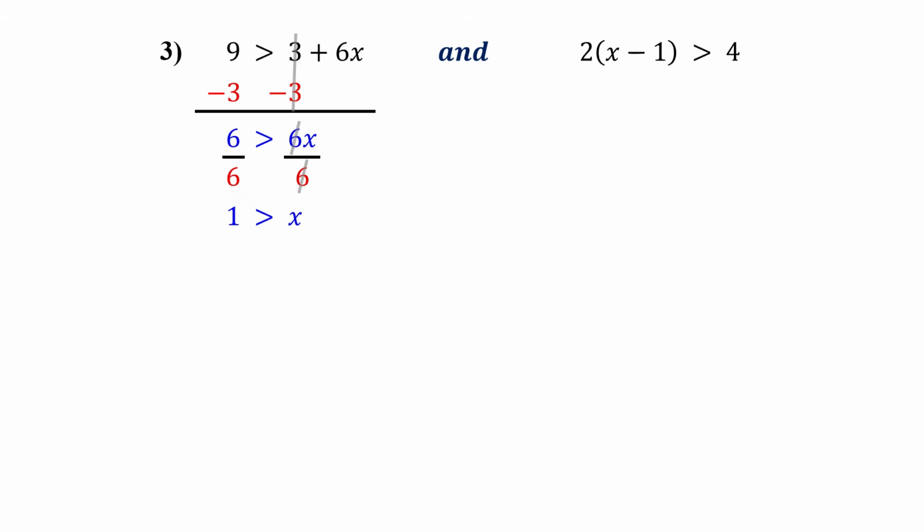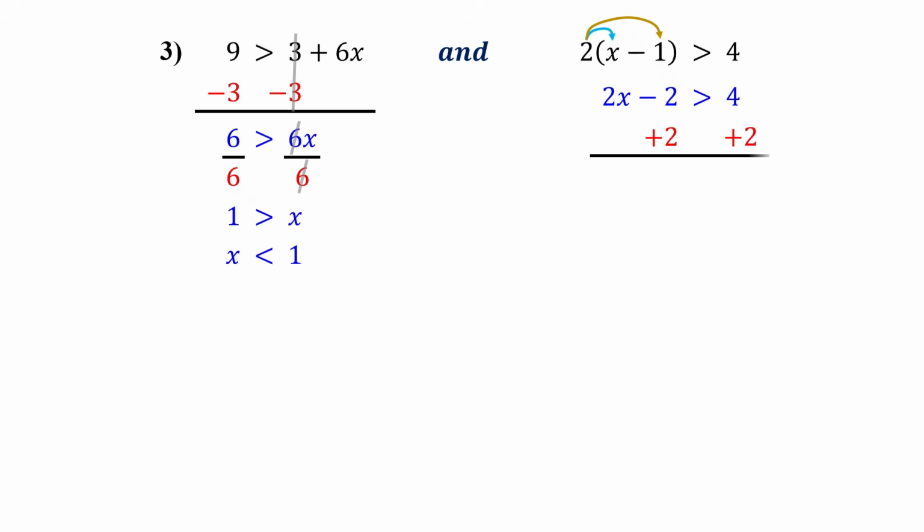So we have 1 is greater than x, which is just the same as saying x is less than 1. That is the solution to the first inequality. The second inequality has parentheses, so our first step is to remove them using the distributive property. Distribute the 2 to both x and -1. That gives us 2x minus 2, right?